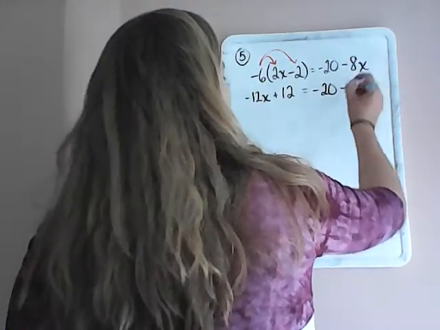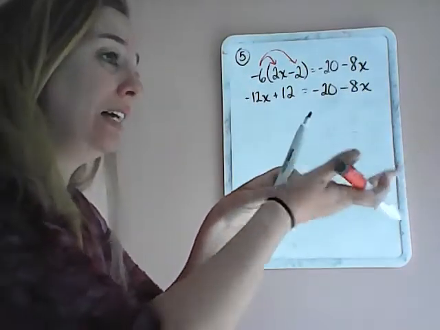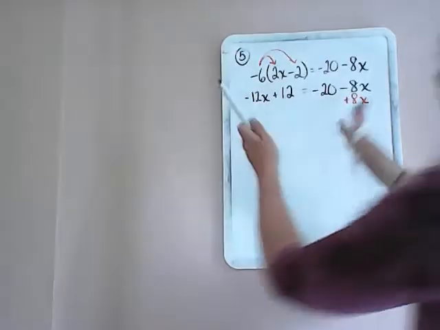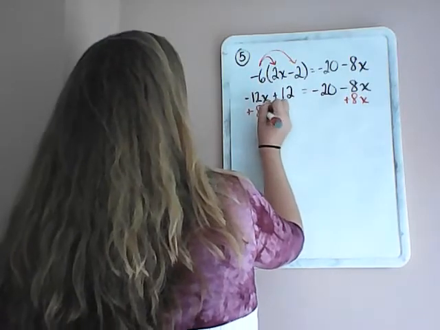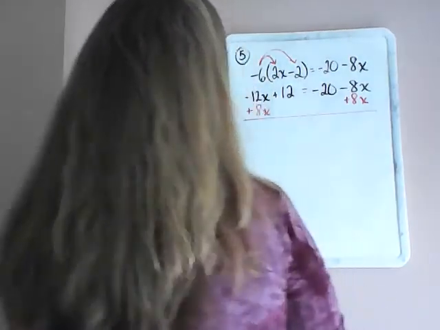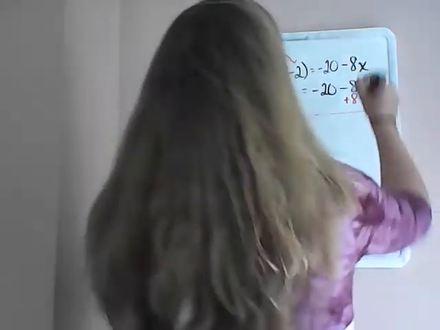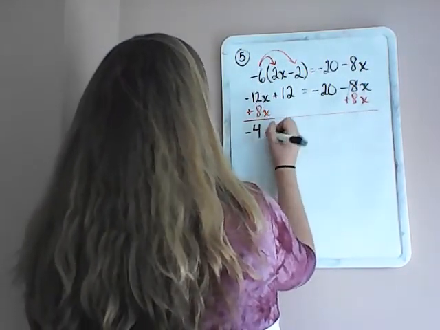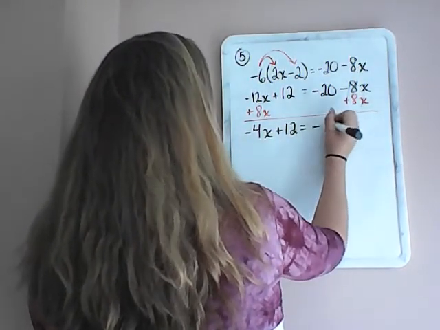So if I want to get this -8x off of that side, we just add 8x here. But since we did it to this side of the equal sign, we have to do it to this side of the equal sign also. And I need to add it to there. X's with x's, right? So these are gone. -8x plus 8x is 0. That's why we did it. Gone, gone, gone. -12 plus 8 is a -4x. The plus 12 comes down. The -20 comes down.